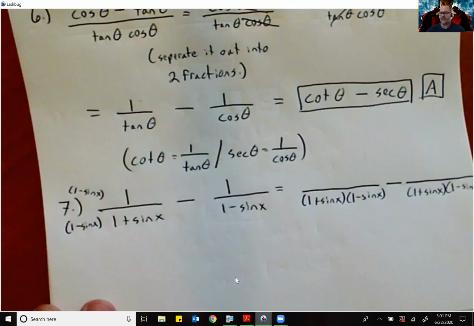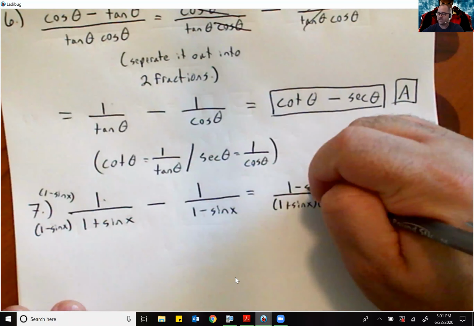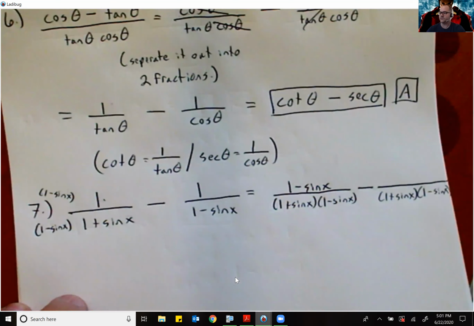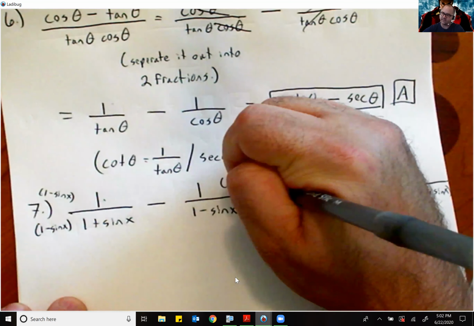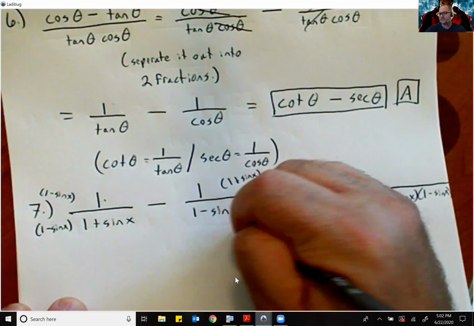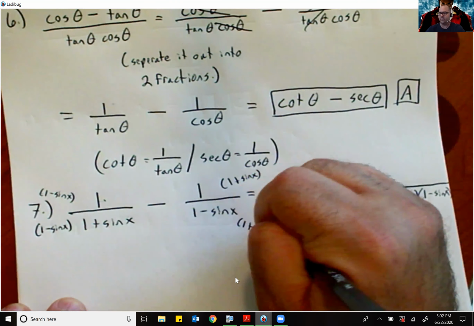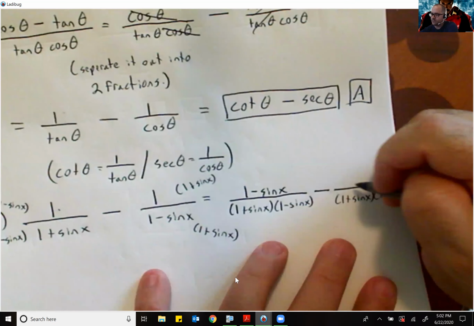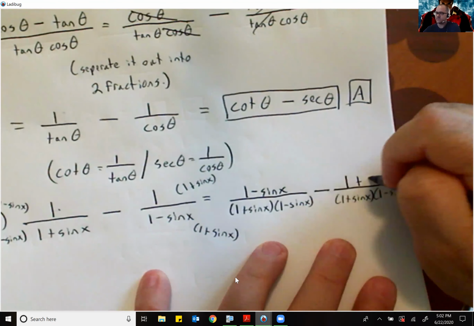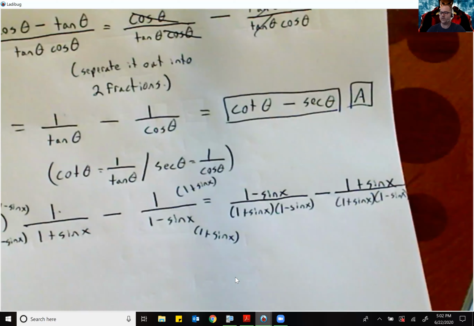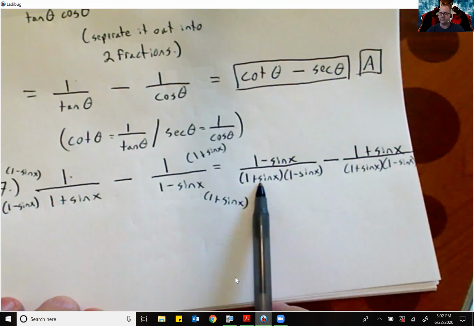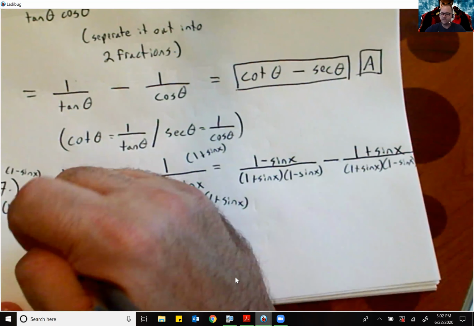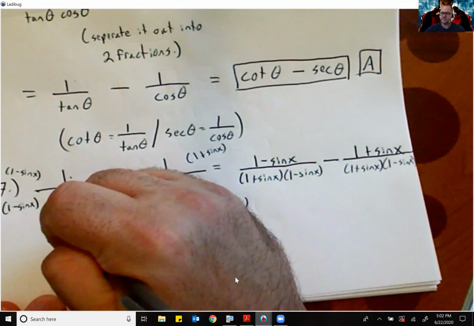So 1 times all of that is just 1 minus sine x. Here's my denominator. Here's what I have. What's missing? The 1 plus sine x. So I'm going to multiply this by 1 plus sine x, and multiply the bottom by 1 plus sine x. And again, 1 times all this is 1 plus sine x. So now we're going to combine these two fractions together. And I'm also going to FOIL out the denominator, okay? Because there's something there that can help us.